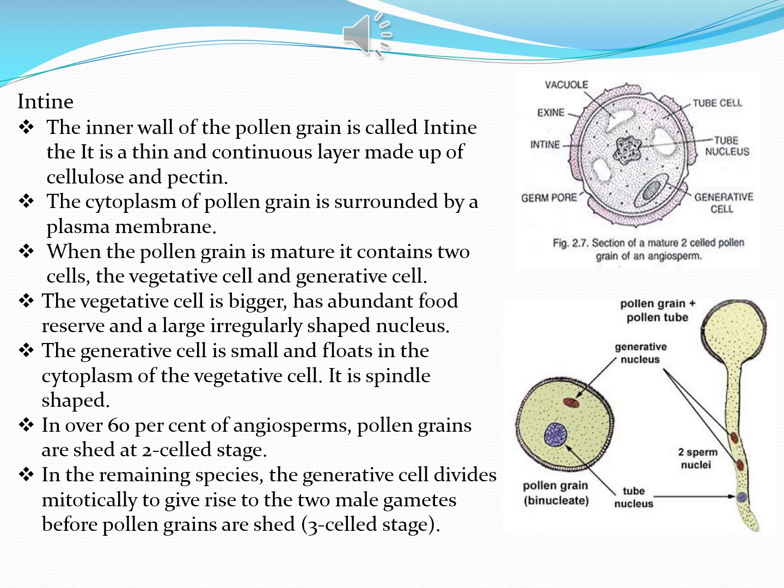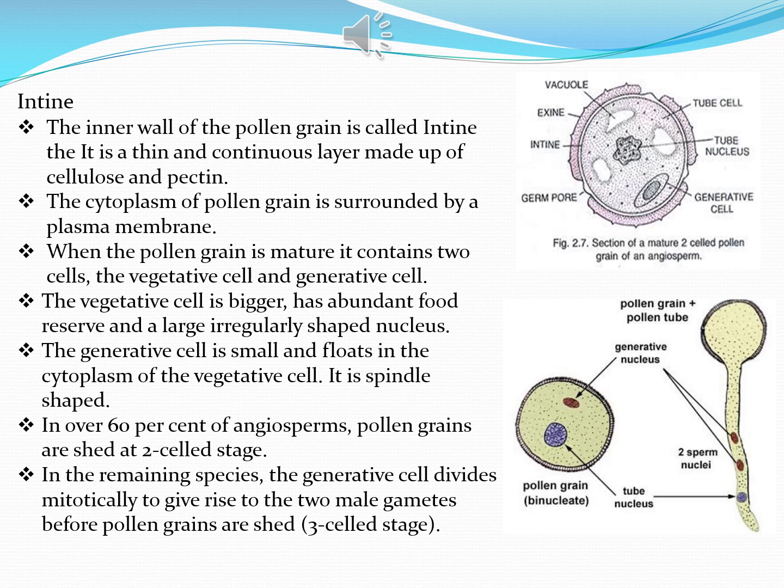The vegetative cell is large and irregular in shape. Okay, and it will reserve the food materials. So there are two cells present inside the pollen grain. One is called the vegetative cell and one is called the generative cell. The vegetative cell is bigger and reserves the food material. Here the nucleus is irregular in shape in the case of the vegetative cell. Okay, next one is the generative cell.